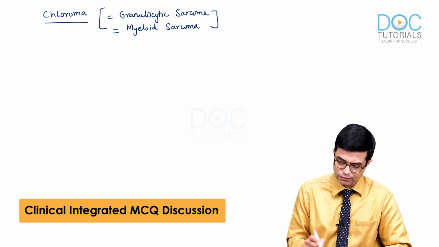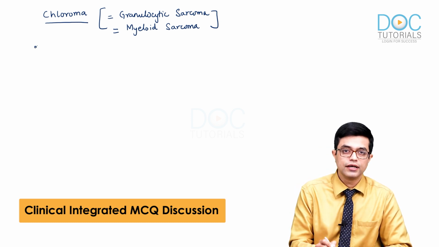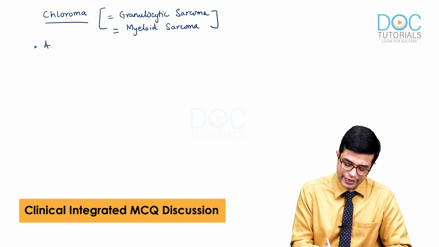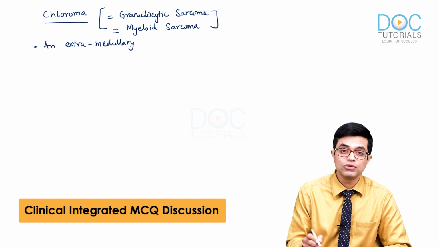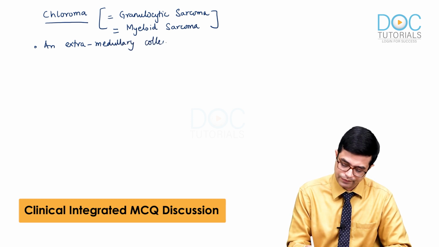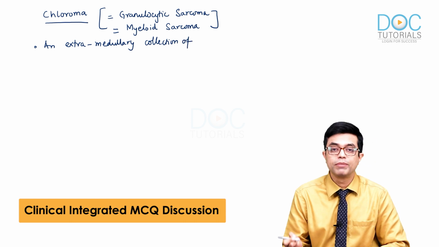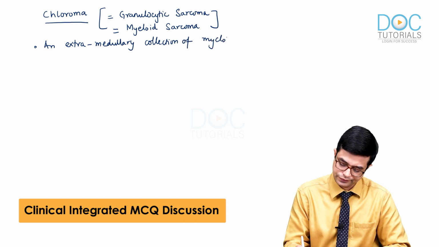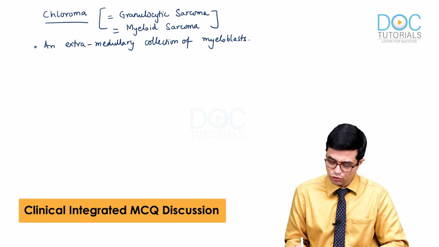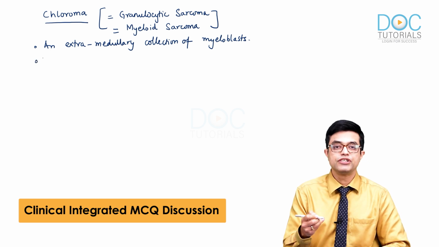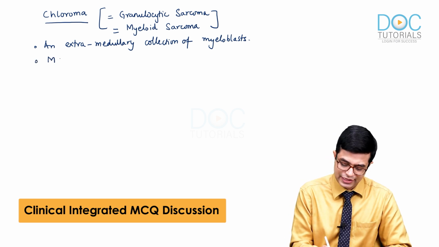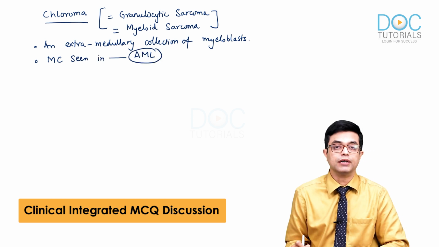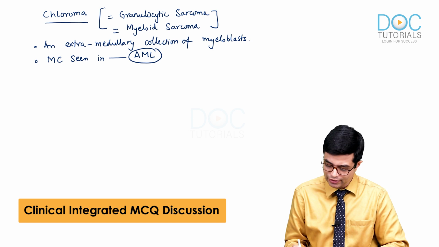What exactly is a chloroma? If I have to write in a single line, chloroma is an extramedullary collection of myeloblasts. Extramedullary means outside the bone marrow. What is the most common condition in which it is seen? It is most commonly seen in acute myeloblastic leukemia. And which type of AML?